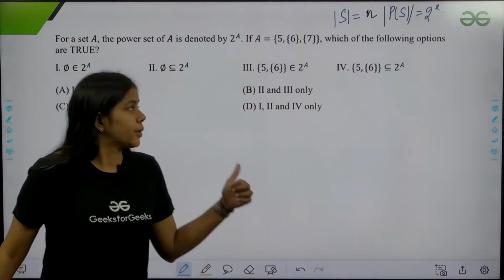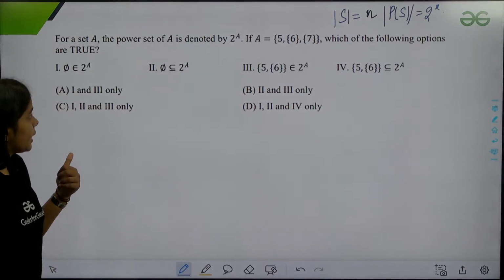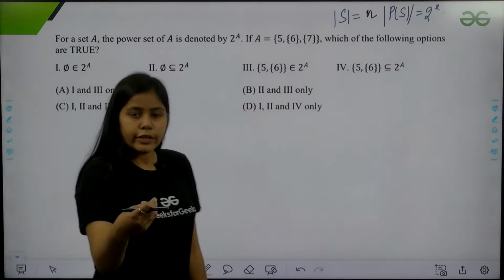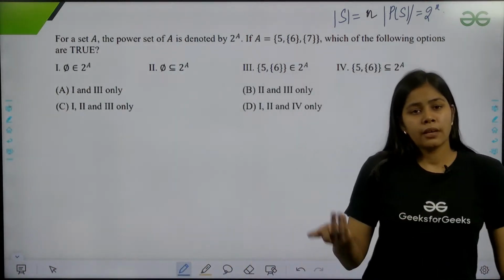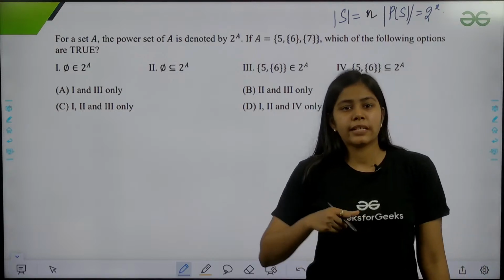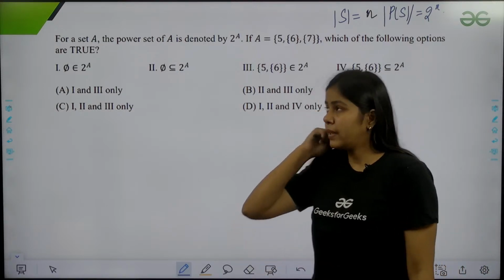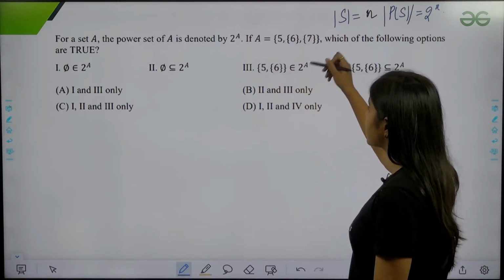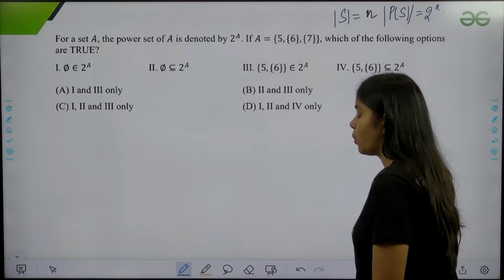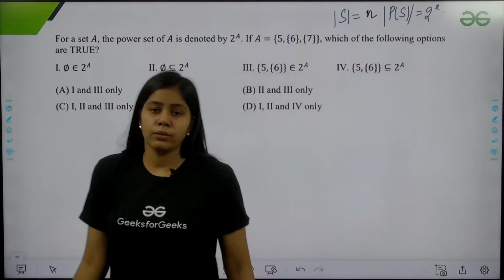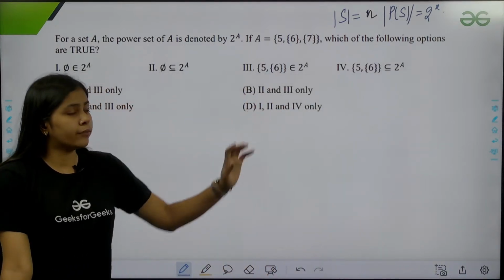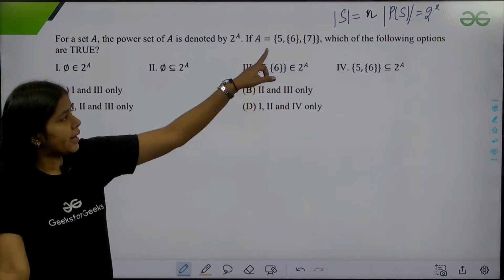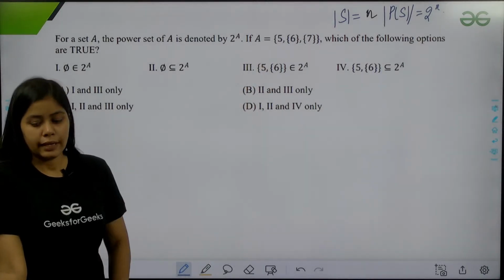Okay, so let's see the question here. It says that for a set A, the power set of A is denoted by 2 to the power A. Generally we denote the power set of A as P of A, but here they have given us the power set denoted by 2 to the power A, right? Okay, so if A is {5, {6}, 7}, then which of the following options is true, right? One option is that I'll check which of the options is false or true, or otherwise I'll first write the power set of A, right?